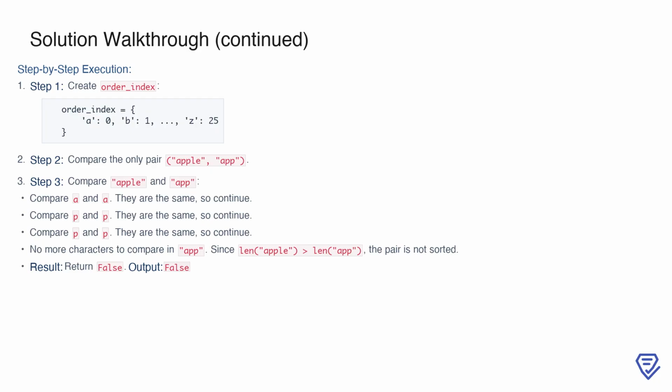At this point, we have exhausted all characters in app. However, apple still has remaining characters, and its length is greater than app. According to the alien dictionary rules, a longer word cannot precede its prefix, so this pair is not sorted. As a result, we return false.